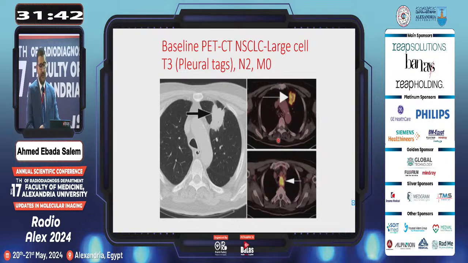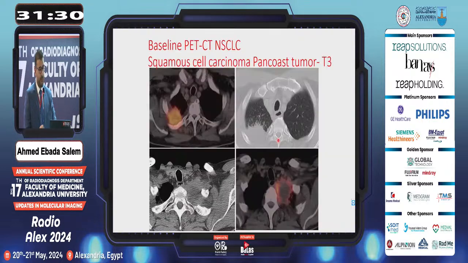This is another patient who has a large cell carcinoma. He had a CT as well as PET-CT. The patient was accurately staged as T3 and N2 because he had a single ipsilateral mediastinal lymph node.